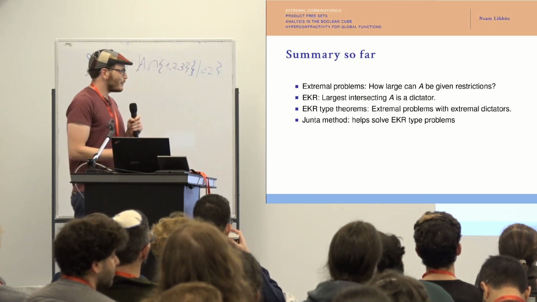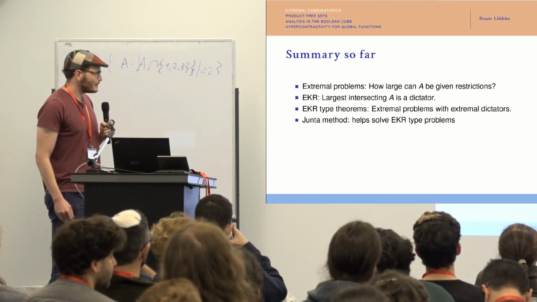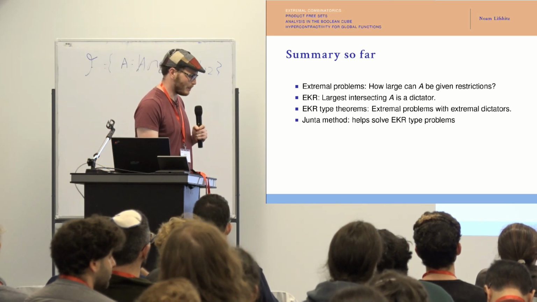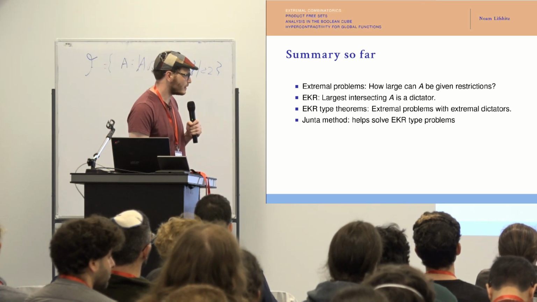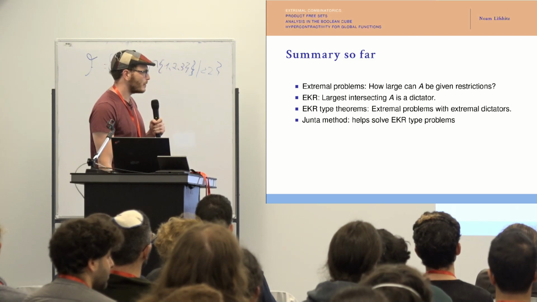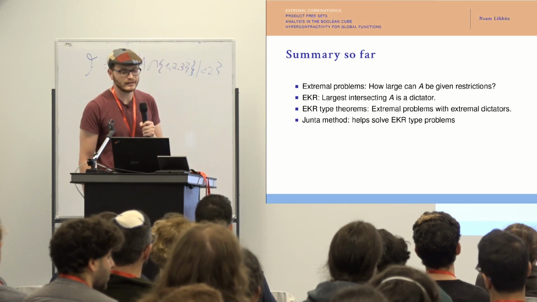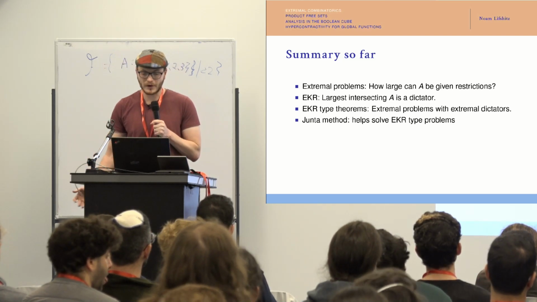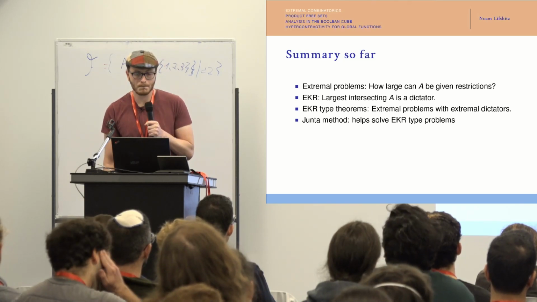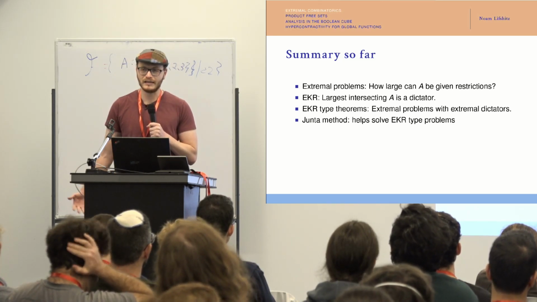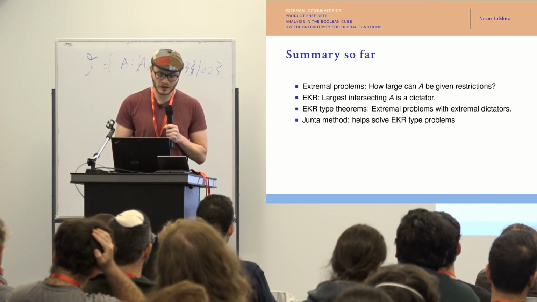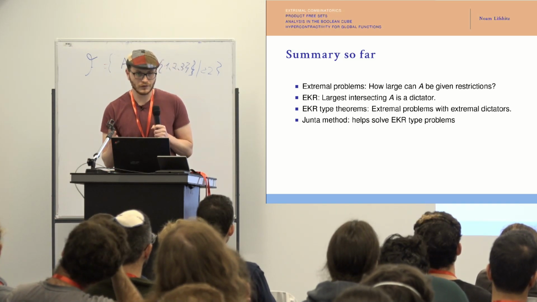Okay, so what do we have so far? We had extremal problems. So it's about how large can a set be given some restrictions. We had the Erdős–Ko–Rado theorem that says that the largest intersecting set is a dictator. And we talked about Erdős–Ko–Rado type theorems, which are extremal problems that have dictators as extremal solutions. We talked about the junta method that helps solve such problems.